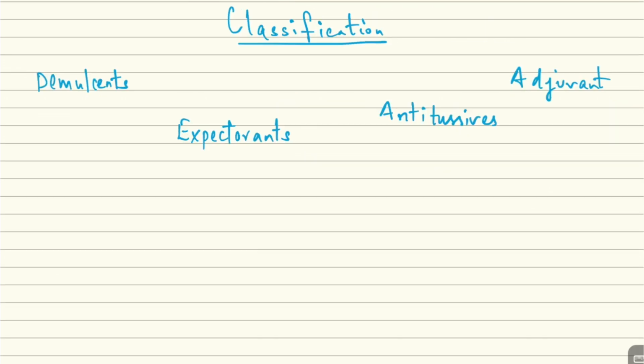So let's study the classification of drugs used for cough. We have the demulcents, the expectorants, the antitussives and the adjuvant antitussives. These are the groups of drugs which are available. First let us talk about the demulcents. What do these demulcents do?